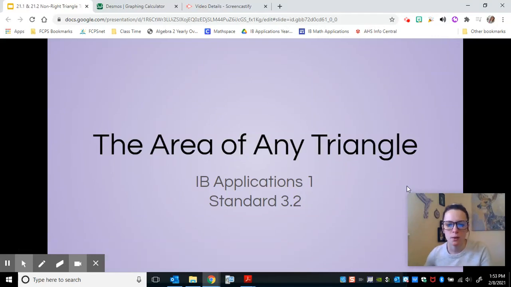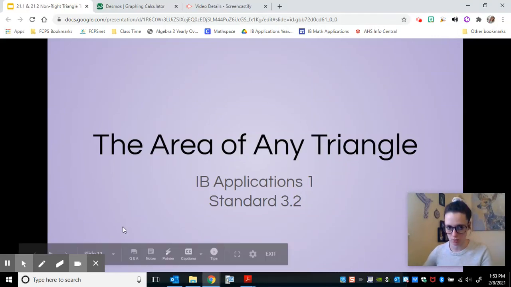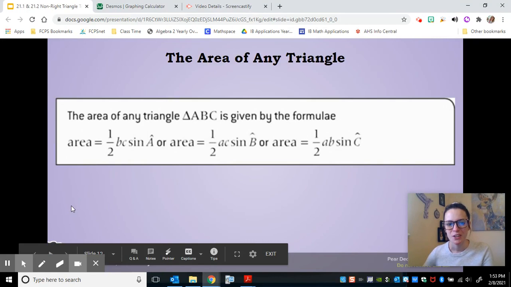What's up, everyone? Today we're going to talk about the area of any triangle. So let's get into it.